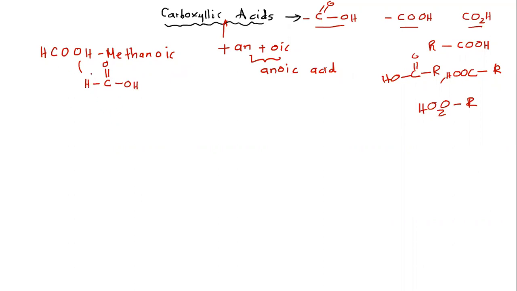If I go to the next level, I mean carboxylic acid with two carbon atoms, first I can draw the carboxylic acid functional group like this. And in the methanoic acid, we have one hydrogen attached to the functional group. This time I can add another CH3, one CH3 group. So the formula is going to be CH3COOH. And the name of this compound is ethanoic acid.